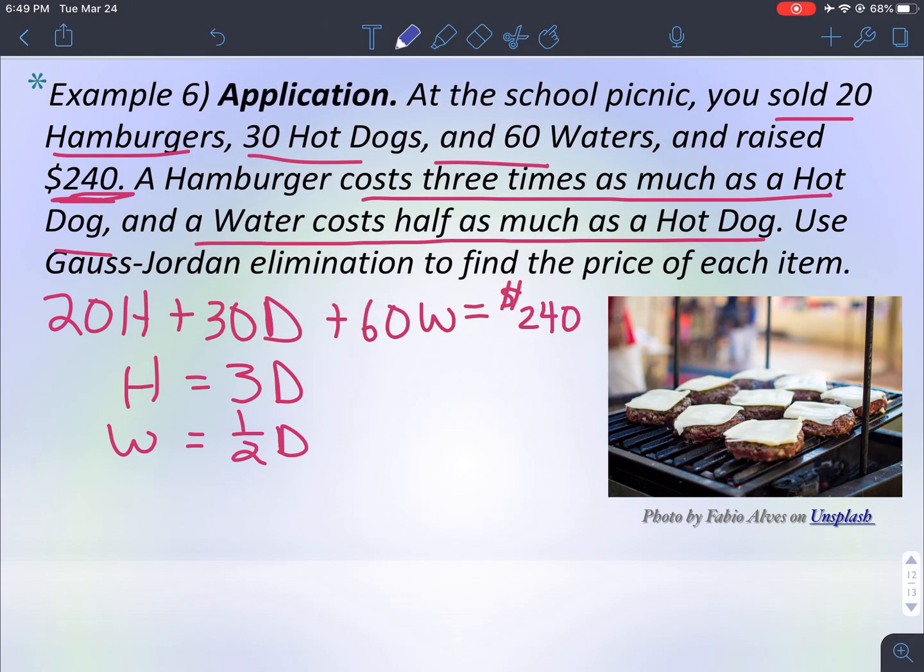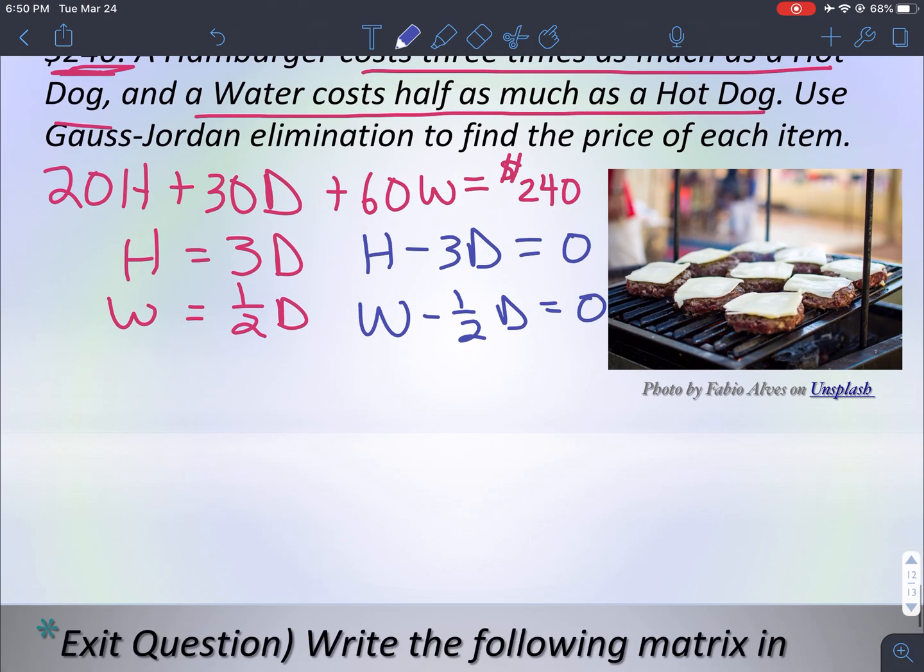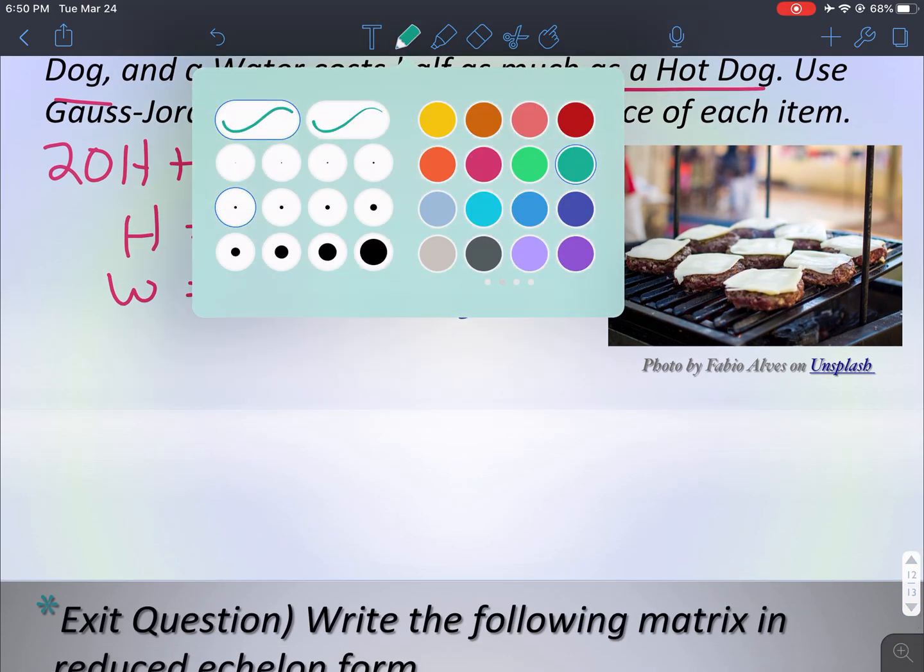So how can we form an augmented matrix here? It looks like 3 equations. It looks like 3 unknowns. But we don't want a variable to be on the right side of the equal sign. So instead, why don't we subtract 3d from both sides and subtract 1/2 d from both sides? And we'll write h minus 3d equals 0. W minus 1/2 d equals 0. Now I can form an augmented matrix.